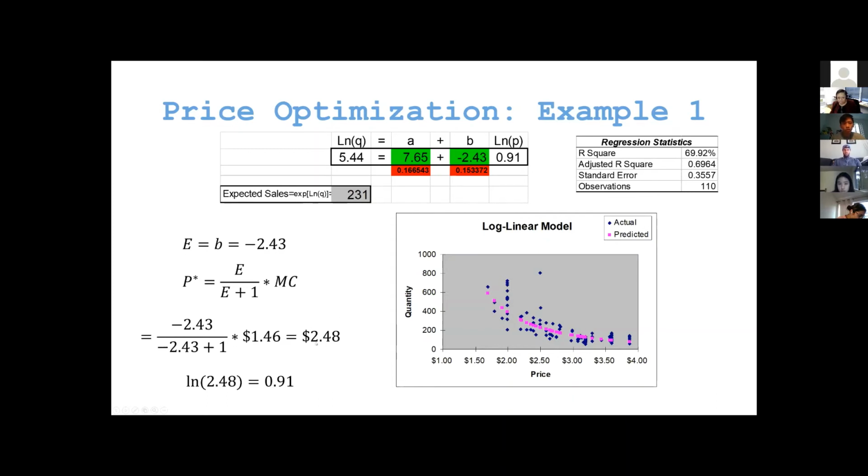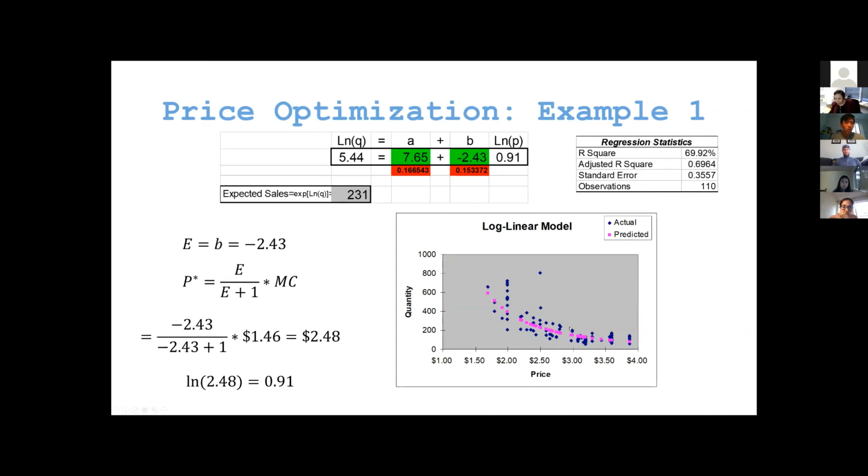And what I did here is I asked, what does that mean in terms of the quantity sold? I took the log of that optimal price, which is 0.91, stuck it back into the regression formula, calculated it, and got this number, which is the log of quantity. If I want to convert it back to units likely to be sold at that price, it's 231 units.